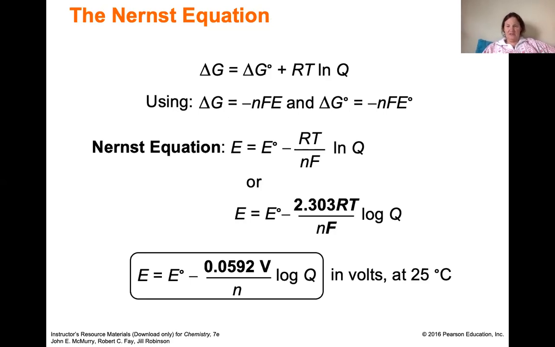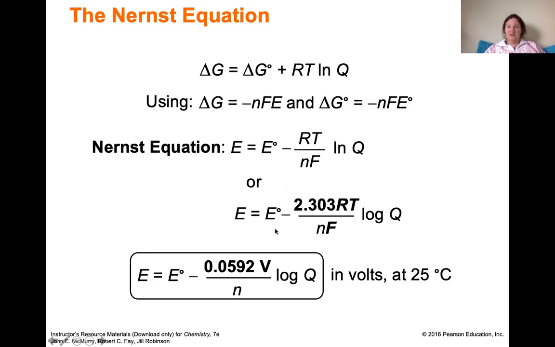We come up with the Nernst equation, which says the cell potential under any old conditions is equal to the standard state cell potential minus RT over nF. R is the gas constant, T is the temperature in Kelvin, n is the number of moles of electrons, and F is Faraday's constant. That set of constants is multiplied by the natural log of Q, the reaction quotient. I prefer that you just use the Nernst equation that's given right there.